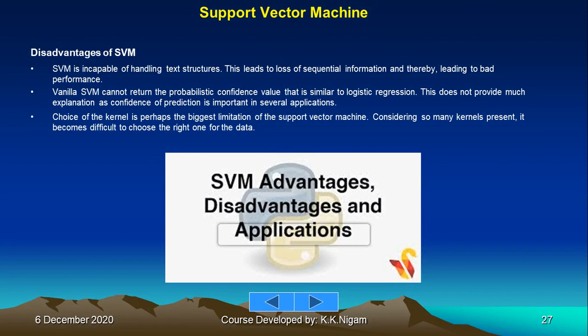Some disadvantages about SVM. SVM is incapable of handling text structures. This leads to loss of sequential information and thereby leads to bad performance. Vanilla SVM cannot return a probability confidence value similar to logistic regression. This does not provide much explanation, as confidence of prediction is important in several applications. Choice of the kernel is perhaps the biggest limitation of the support vector machine. Considering so many kernels present, it becomes difficult to choose the right one for the data.